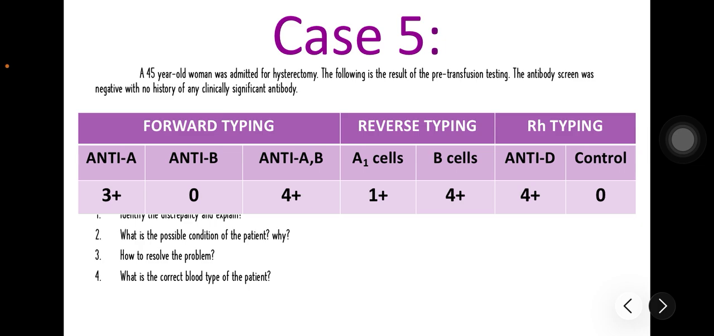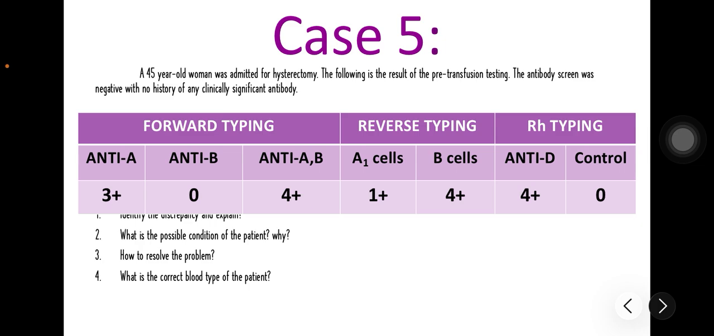So what's the discrepancy? A true group A patient should show anti-A positive, and the known B cells also positive. However, this patient shows a weak, or 1 plus, reaction with the known A1 cells. That means the serum contains an antibody reacting with A1 cells. So this is unexpected for a typical group A individual.